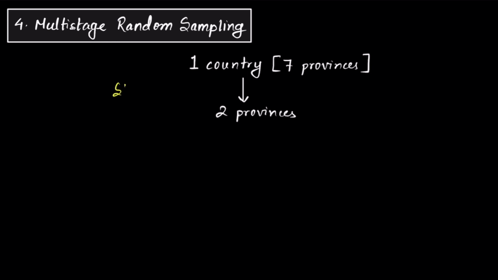This is stage 1. In stage 1, the surveyor selects 2 provinces out of 7 provinces. Then in the next stage, the surveyor selects 2 districts from each province. So 2 districts each. That is, from one province, 2 districts, from another province, 2 districts, a total of 4 districts. So this is stage 2.